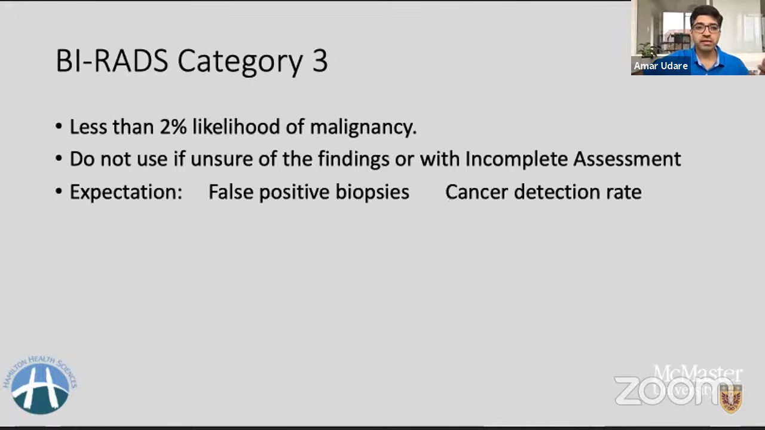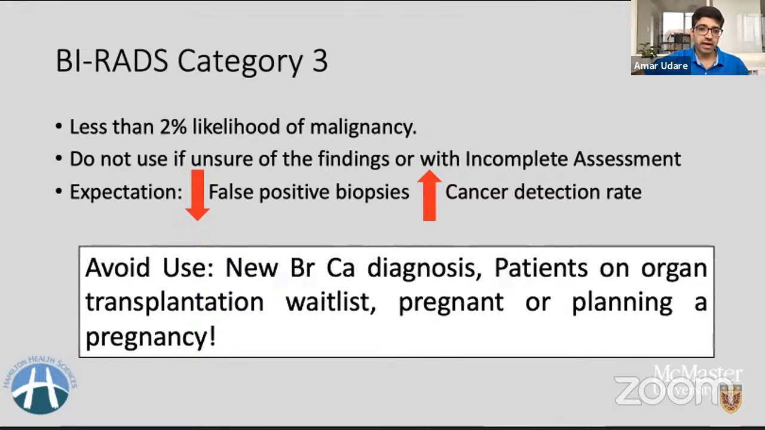So what is the expectation here? The reason to use the BI-RADS 3 category is to reduce false positive biopsies and to increase cancer detection rate. That is why this category was designed in the first place. Avoid its use again in patients who have a new breast cancer diagnosis, because there is always a less than 2% chance of malignancy in these lesions. You do not want to leave an undiagnosed cancer in a patient who already has another primary malignancy in either the same breast or the contralateral breast. So you may have to biopsy those lesions at that time.